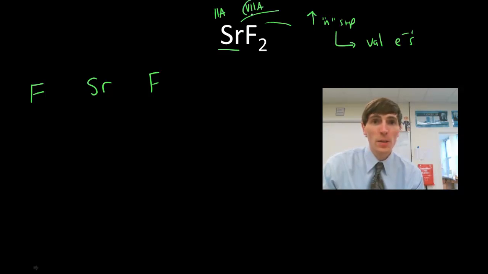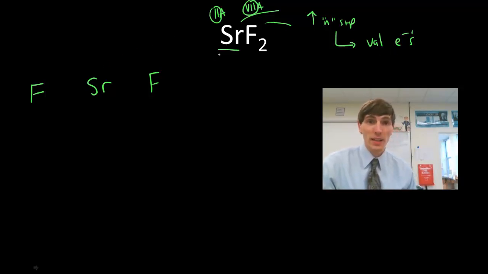So if we look at those numbers, for the old school group number notation, it's actually going to be the number of valence electrons in those highest S and P electrons. So strontium does in fact have 2 valence electrons, and fluorine has 7. So you can always look at the group number as kind of a quick way to count up those valence electrons.